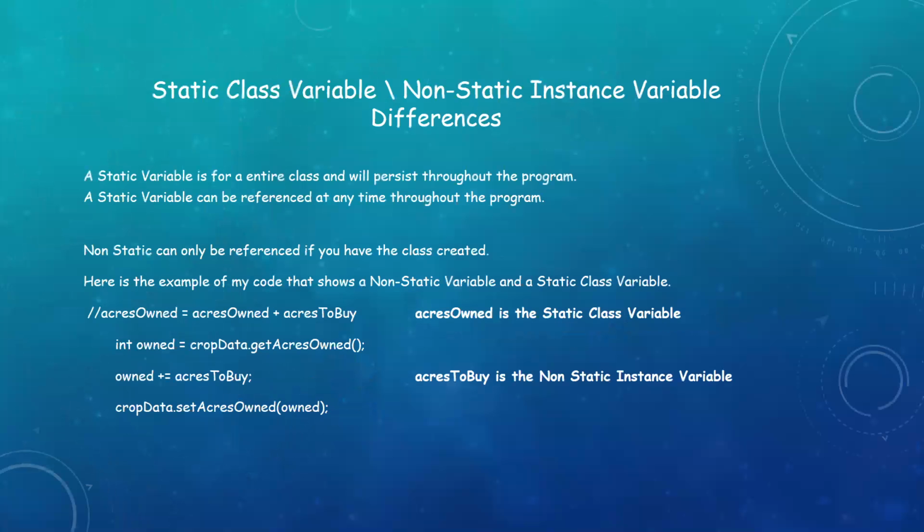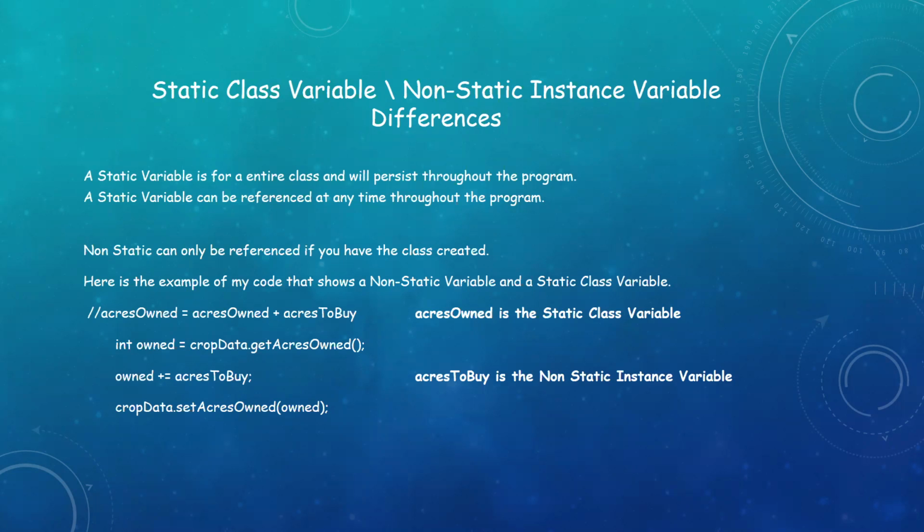First thing we're going to discuss here is the static class variable versus non-static instance variables and the differences. A static variable is for an entire class and will persist throughout the program. A static variable can be referenced at any time throughout the program. A non-static variable can be referenced if you have the class created.